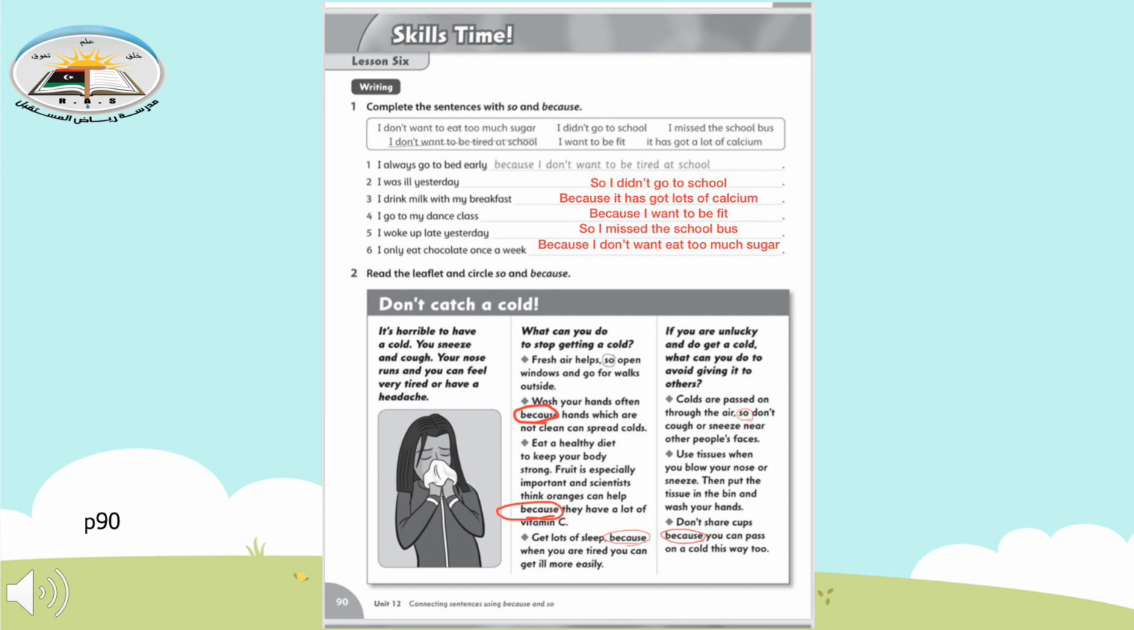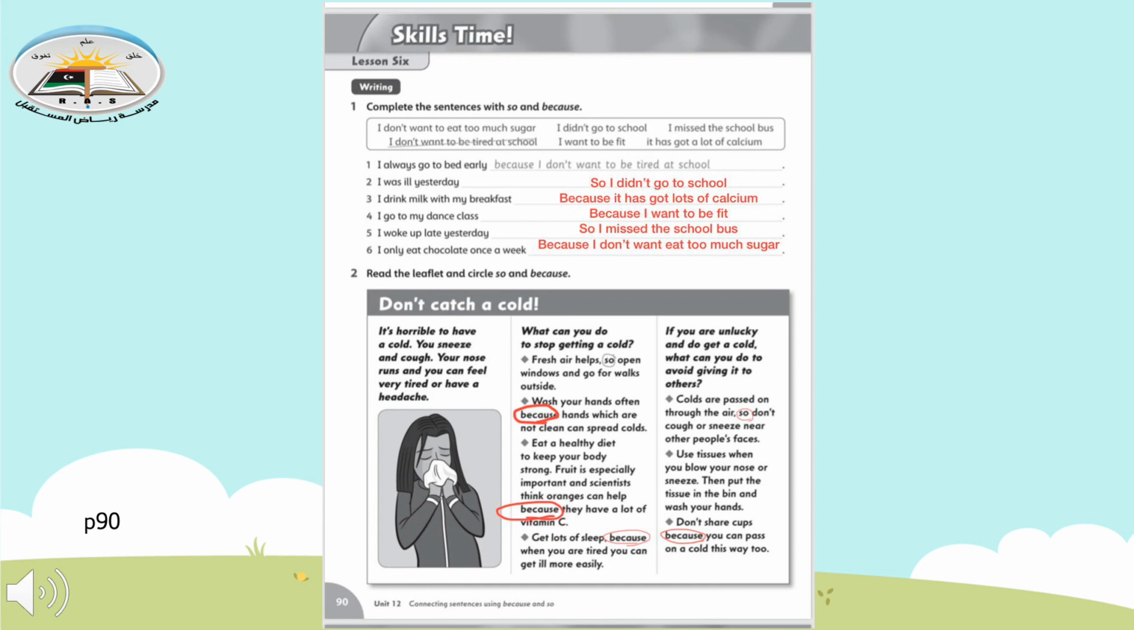So the first line, fresh air helps so. So, circle so in the first line. Now under this line, do you see any so and because? We have wash your hands often because. Here, circle because. And then we have, in the third paragraph in this part of the text, oranges can help because. Circle because. Now, in the last paragraph in this text, we have get lots of sleep because.